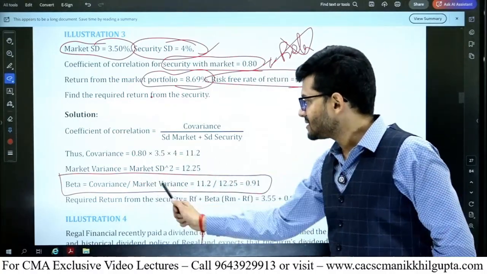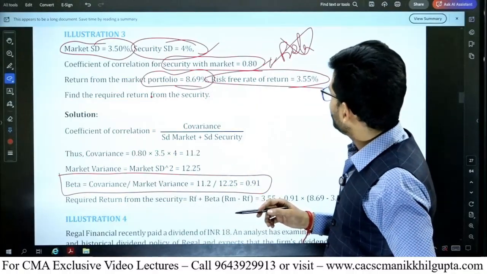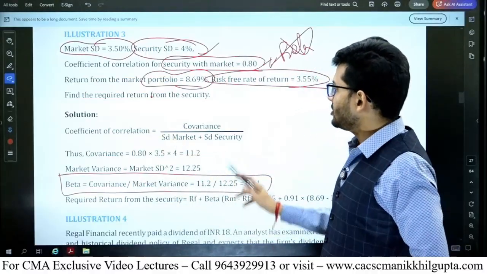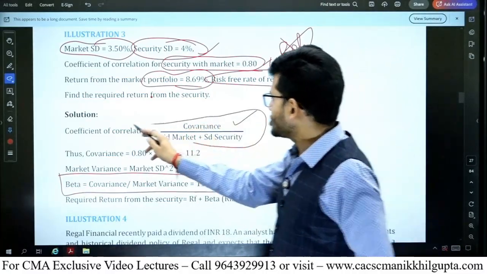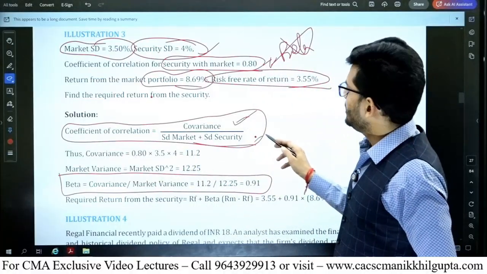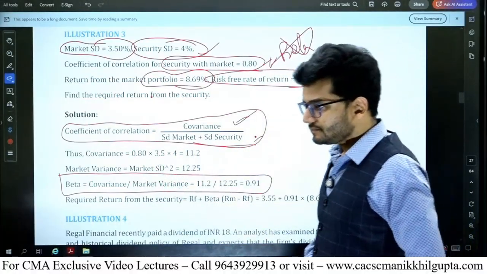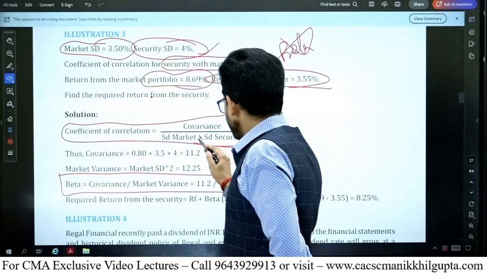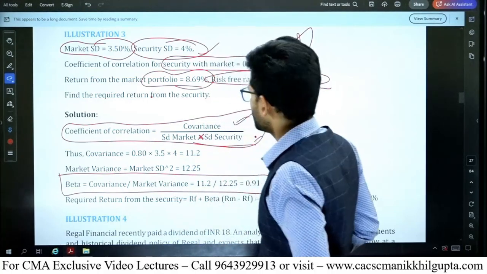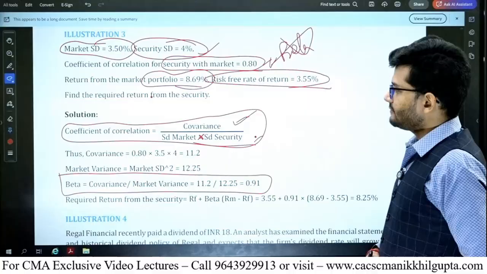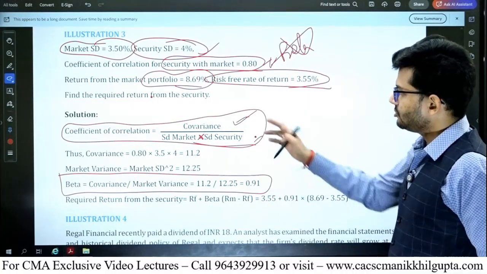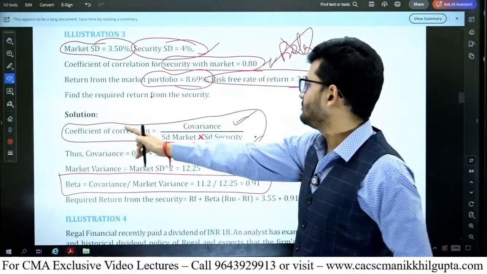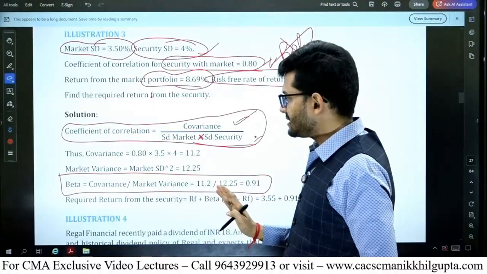So how can beta be calculated? Covariance divided by market variance. We need to calculate both of these figures to get our beta. Coefficient of correlation is covariance divided by the standard deviation of market multiplied by the standard deviation of security. In this formula, just amend it: this should be multiplied, not plus. Your covariance is the coefficient of correlation multiplied by the standard deviation of market and the standard deviation of security. You will multiply all three to get your covariance. Covariance is calculated in this manner, right?